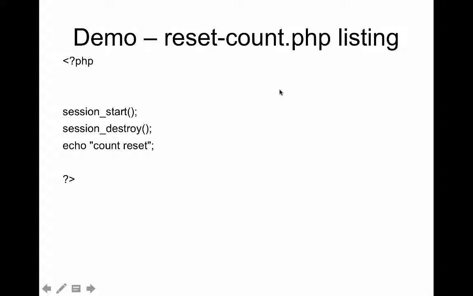But in this case, it does more than that. It destroys the session. So it initializes the value of $_SESSION. Right? The entire array is actually wiped out or initialized. And then it echoes this statement, count reset.